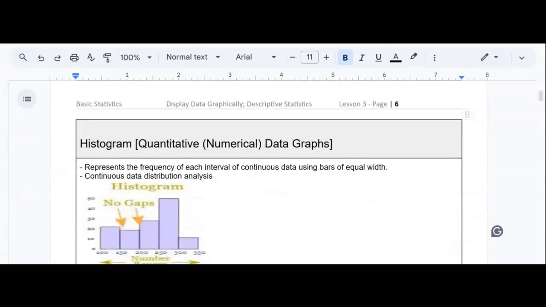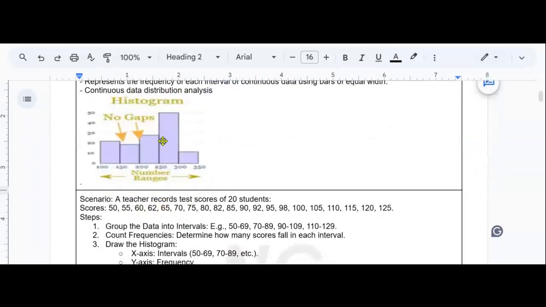All right, so we're going to start with the first one. What's the first type of graph we're going to look at? Histogram. That's the type of graph we're going to use for quantitative data. What's another name for quantitative? Numerical. In a histogram, for quantitative data, there are no gaps. The bars are attached to each other.